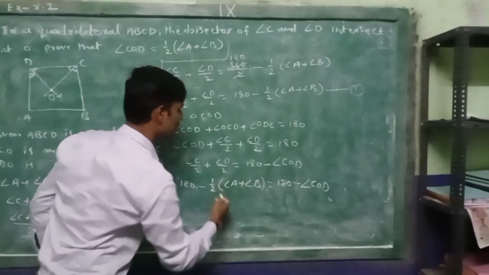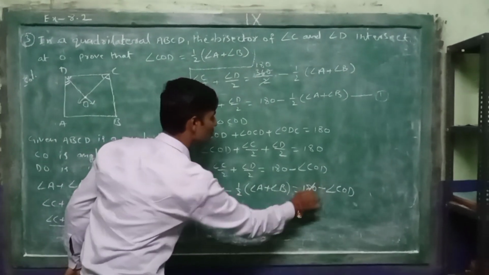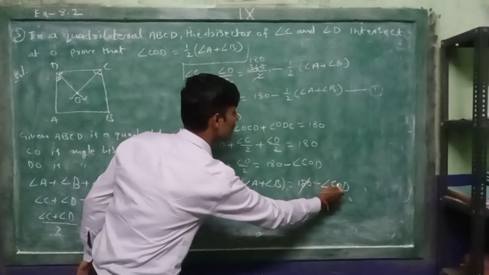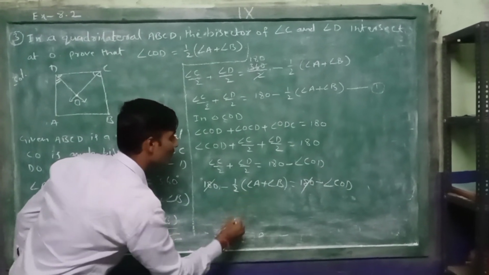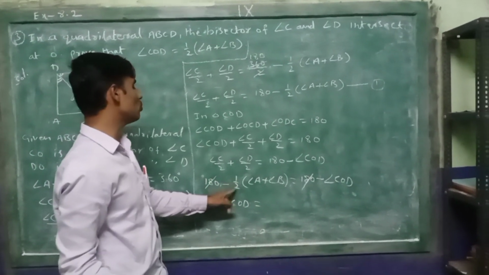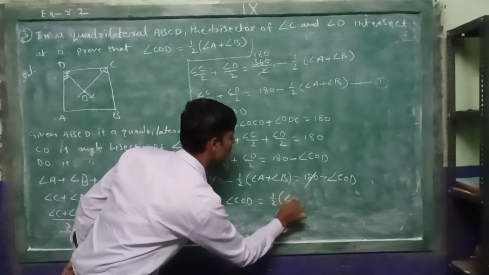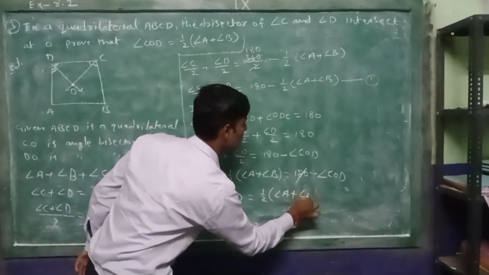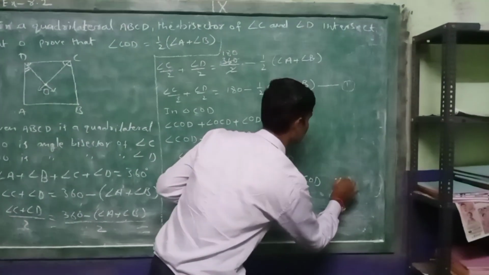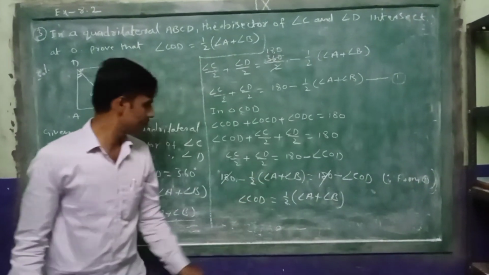Now here, 180 is there, plus 180; when it comes over, it becomes minus 180 only, na. So 180 and 180 we can cancel here. Now minus COD is there. You take it and come here: minus becomes plus, angle COD equals this, minus 1 by 2 into angle A plus angle B becomes plus 1 by 2 into angle A plus angle B. How did we write this one? From 1. Hence proved.